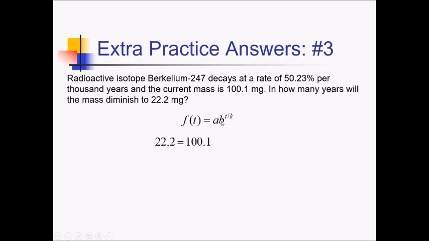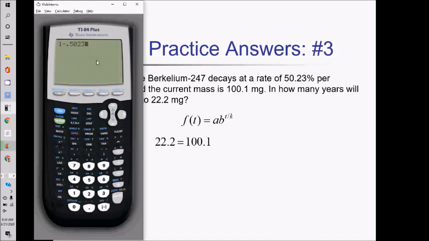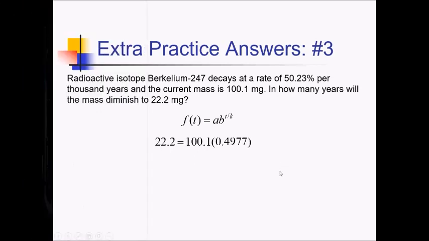B is not 1/2 because we're not multiplying by 1/2 every 1,000 years. We're decaying by 50.23%, so we're multiplying by whatever 1 minus this is. On my calculator, I'm doing 1 minus 0.5023, giving me a growth factor of 0.4977. So we're essentially keeping 49.77% of this stuff every 1,000 years.